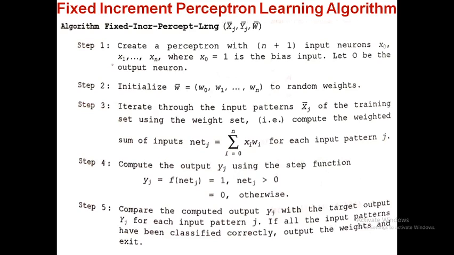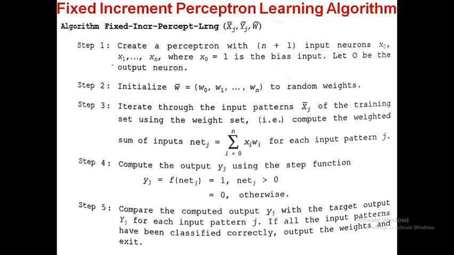In step 1, we need to create a perceptron with n plus 1 input neurons. Why n plus 1? Because 1 can be taken as a bias. So in the n plus 1 input neurons, x0 to xn, x0 can be 1, which is a bias input. Let capital O be the output neuron or the required output. Step 2, initialize the weights with some random value. The weight vector W is W0 to Wn, the weights of the corresponding input links, which you can initialize with some random value initially.